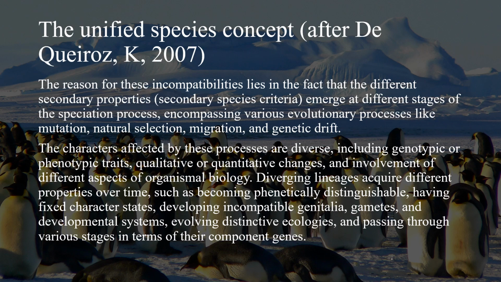The reason for these incompatibilities lies in the fact that the different secondary properties, secondary species criteria, emerge at different stages of the speciation process, encompassing various evolutionary processes like mutation, natural selection, migration, and genetic drift. The characters affected by these processes are diverse, including genotypic or phenotypic traits, qualitative or quantitative changes, and involvement of different aspects of organismal biology. Diverging lineages acquire different properties over time, such as becoming phonetically distinguishable, having fixed character states, developing incompatible genitalia, gametes, and developmental systems, evolving distinctive ecologies, and passing through various stages in terms of their component genes.